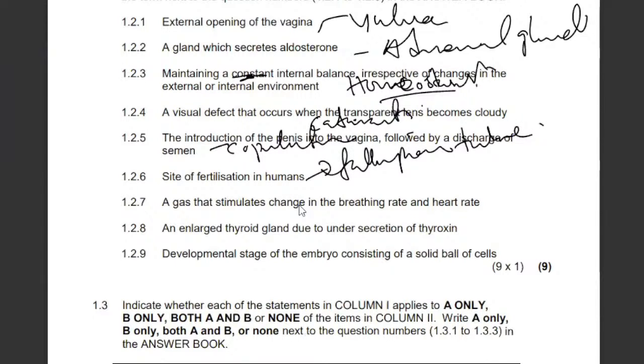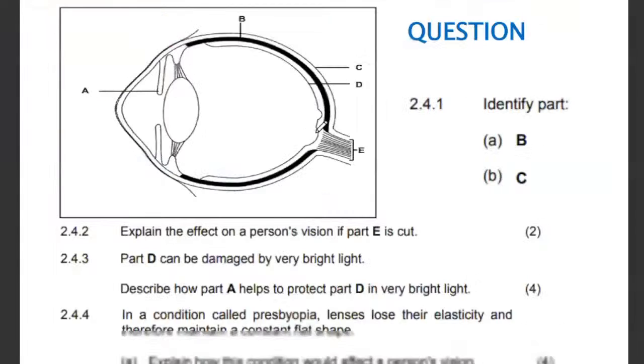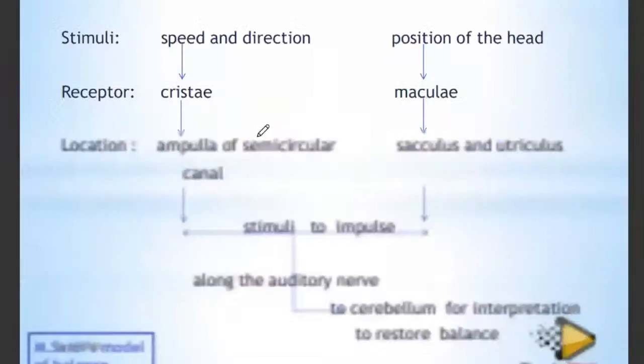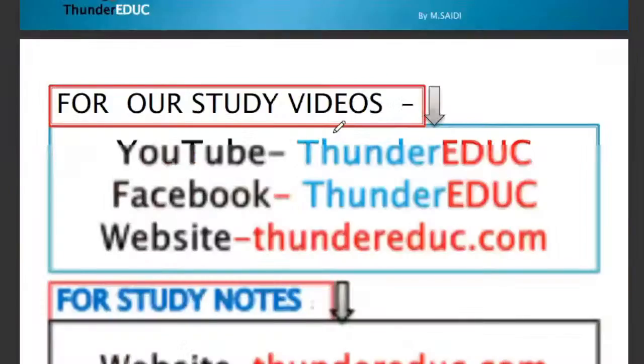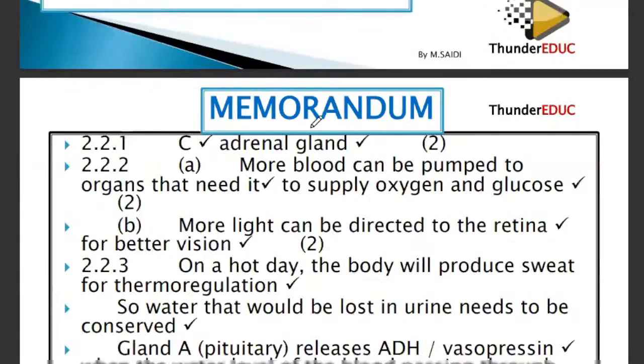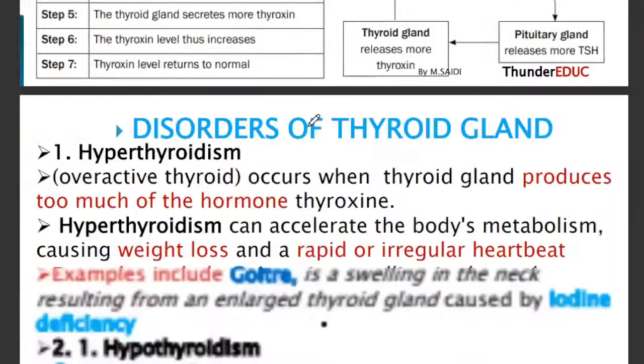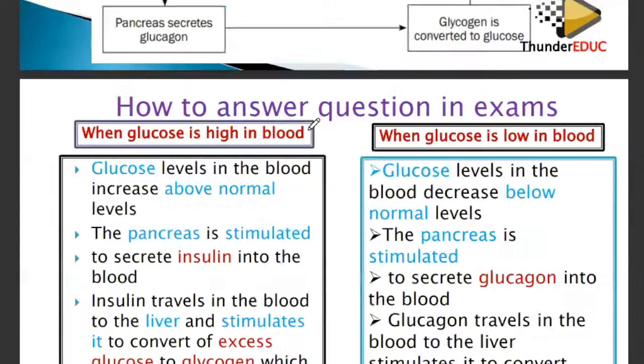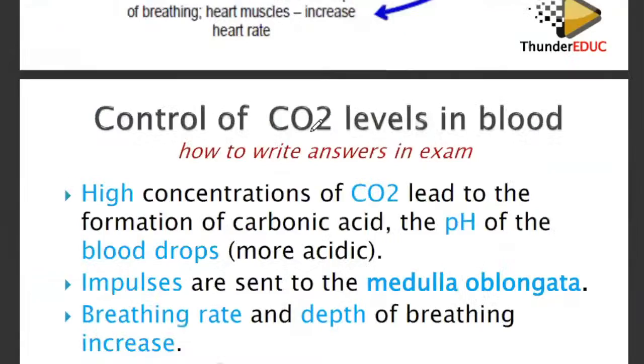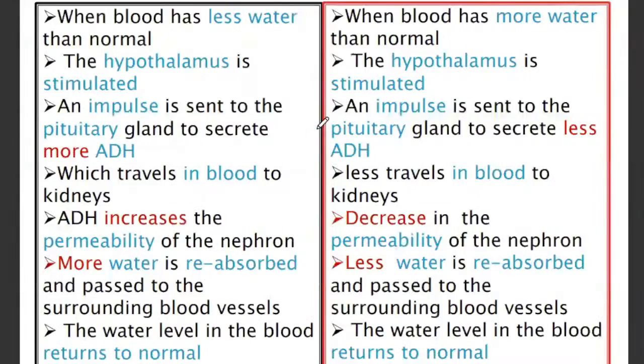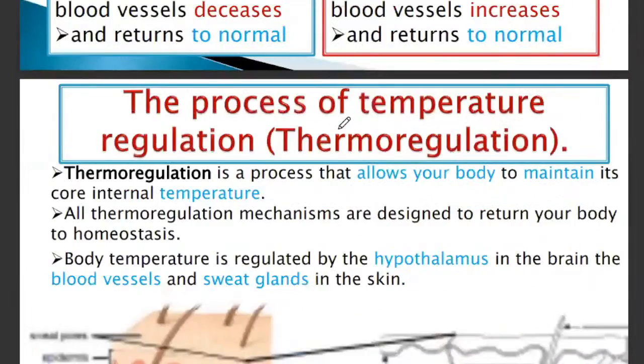The gas that stimulates the change in the breathing rate and the heart rate, how do you call this? We say that is carbon dioxide. We get this in the negative feedback mechanism. I told you that they like this carbon dioxide. I don't know why, but they like it so much that they feel it is not good to explain the whole thing without talking about carbon dioxide.